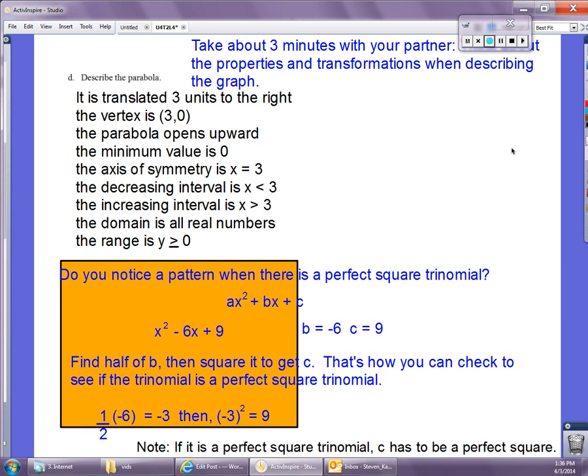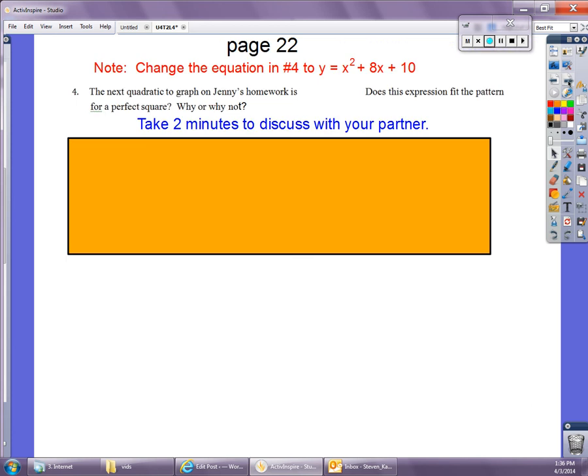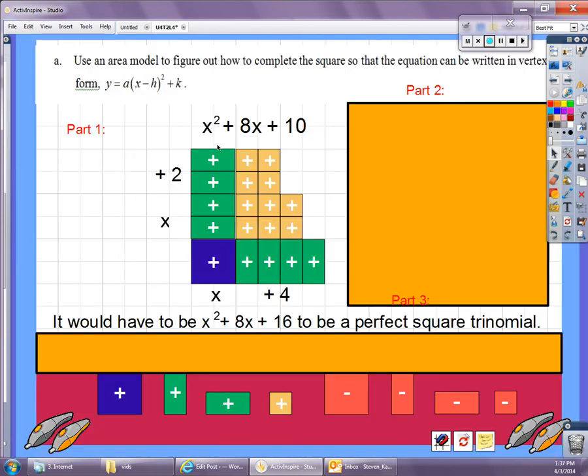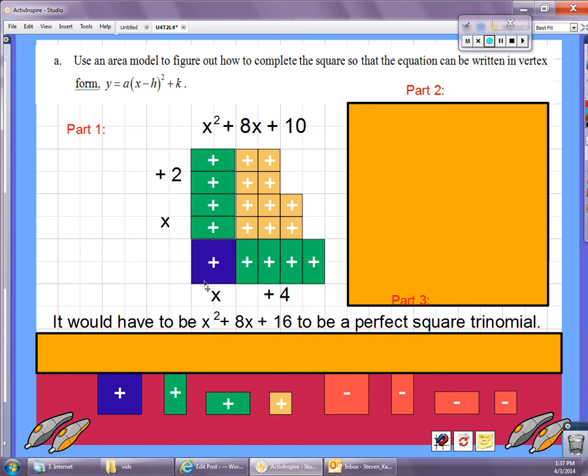So of course, it's a lot easier when something is in vertex form. So here is an equation, y equals x squared plus 8x plus 10. And if you remember what we said about a perfect square, this is not a perfect square. And in fact, if you go to try to draw 1 x squared, 8 of these x's and 10 of these, you can see that it doesn't actually form a square.